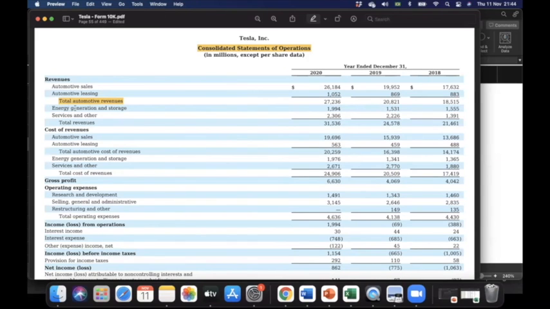The business of energy generation and the solar systems, it's also growing at a kind of shy pace, but it's growing, okay? And we reached the total revenues that we had seen in the selected financial data. It was 21, then 24, and now 31.5 billion dollars in revenues.